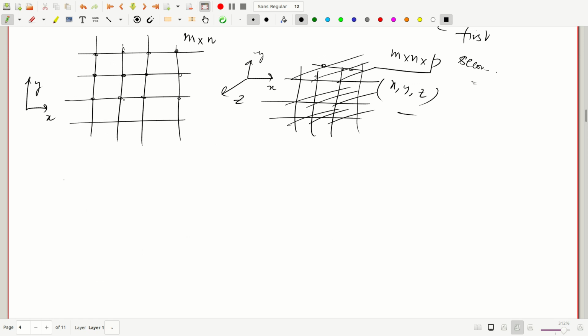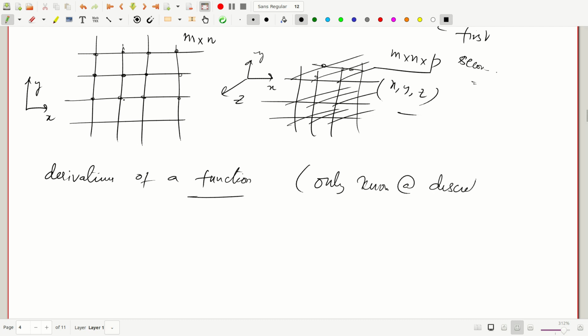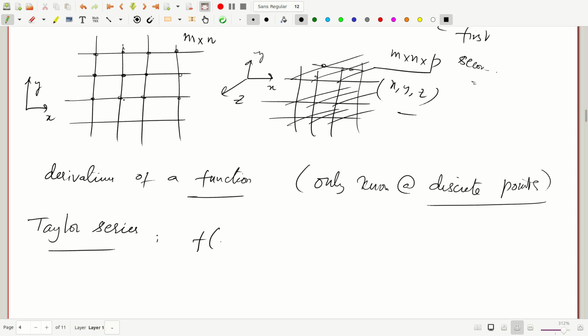Then how will you express the derivatives of a function whose values are only known at discrete points? That is what is dealt with by finite differences, or spatial discretization, or spatial differentiation, or spatial derivatives. Essentially, you would recall that you use a Taylor series expansion and try to express the function value in the neighborhood.